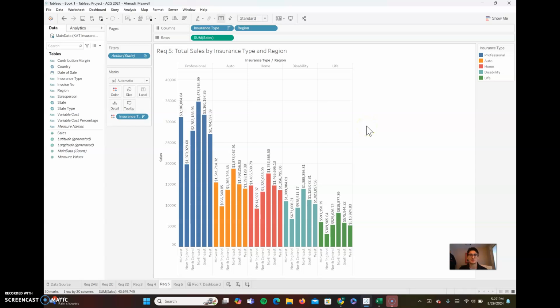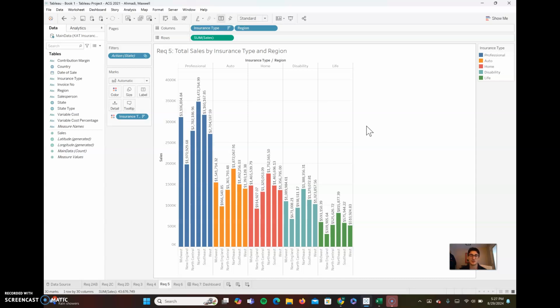Requirement 5, we were asked to break down total sales by insurance type and region. Looking again at the Northeast, we see extremely high numbers across the board, going as far as professional sales, a leader in auto sales, a leader in home, disability, and life sales. But we do see some major variance by insurance type. We see that professional sales is collating a significant amount more than auto, home, disability, and life, and that life is bringing in maybe, I'd say, on average 10-15% of your total sales by the year.